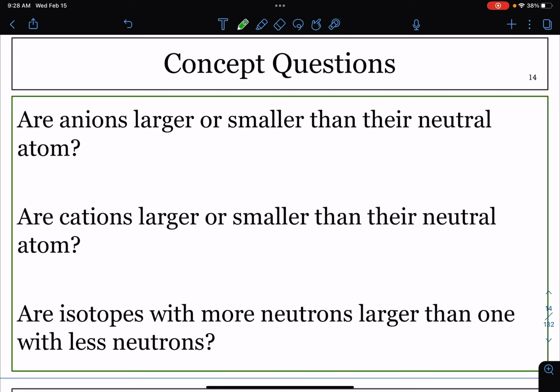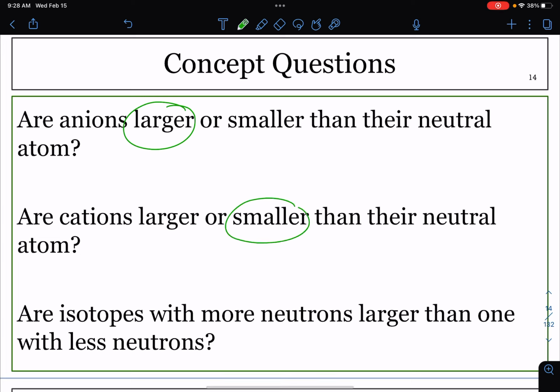Let's look at a few concept questions. Are anions larger or smaller than their neutral atom? Well, anions gain electrons, and when they have gained electrons, those electrons move into the outer or valence shell. Now this atom has more electrons than it does protons, therefore there are now more electron repulsions between all of the electrons. The electrons repel each other as they all have negative charges. Therefore, this last valence shell is going to expand or spread out a little bit to make room for the repelling electrons. Therefore, anions are larger than their neutral atom.